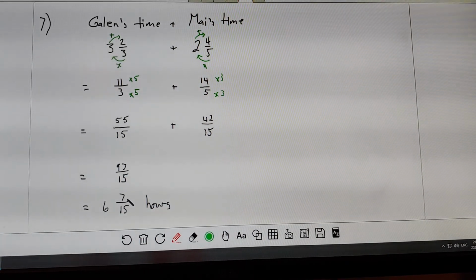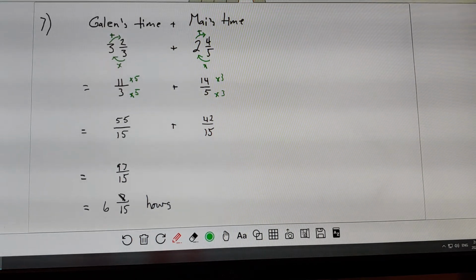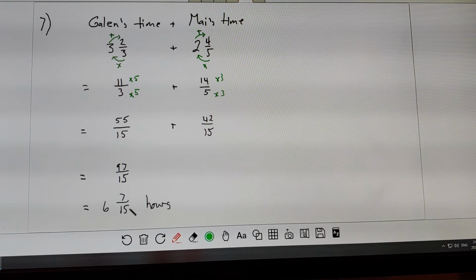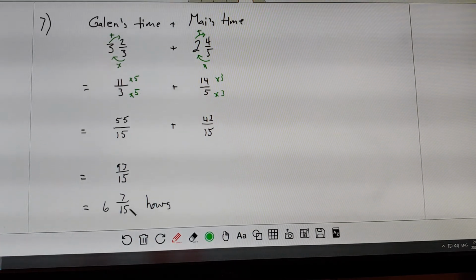And again, we're checking, is this lowest terms? Well, hey, they gave us another prime number as a numerator. So I'm going to check, is 15 divisible by 7? No, I get a decimal answer. So that is lowest terms.